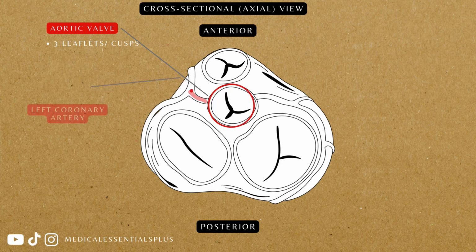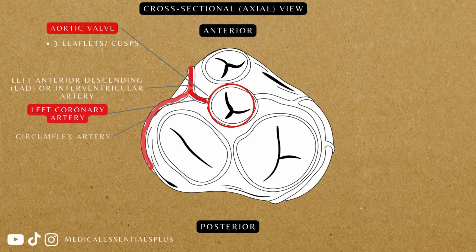Arising from the left of the aortic valve is the left coronary artery, and its two main branches, the left anterior descending artery or LAD. The LAD supplies the anterior and inferior aspect of the left ventricular myocardium. The other branch is the circumflex artery. It supplies the posterior and lateral aspect of the myocardium.